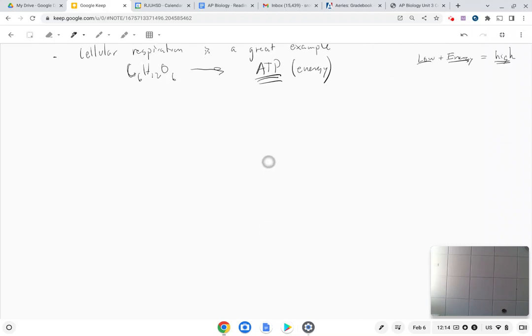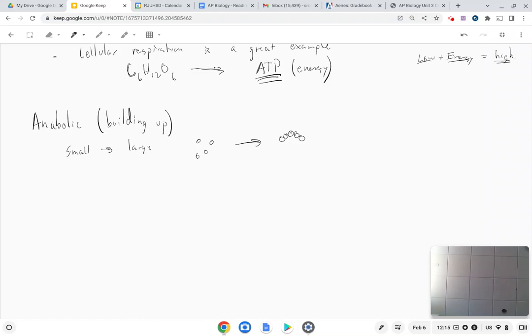What would an anabolic one look like? Anabolic is just the opposite. So this would be like building up, taking pieces and connecting them together to form bigger molecules. So it'd be going from small to large. And taking monomers, connecting those monomers together to form a polymer. So that's an example of an anabolic reaction.